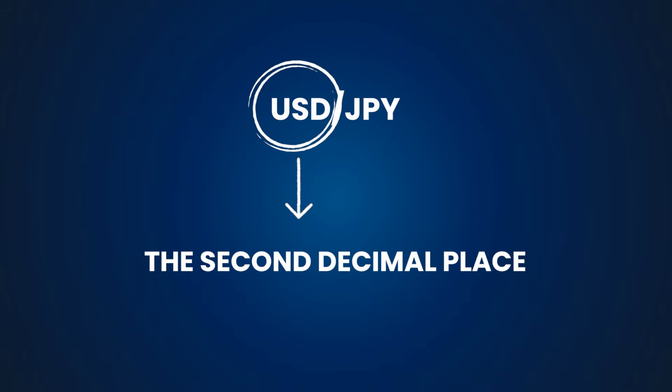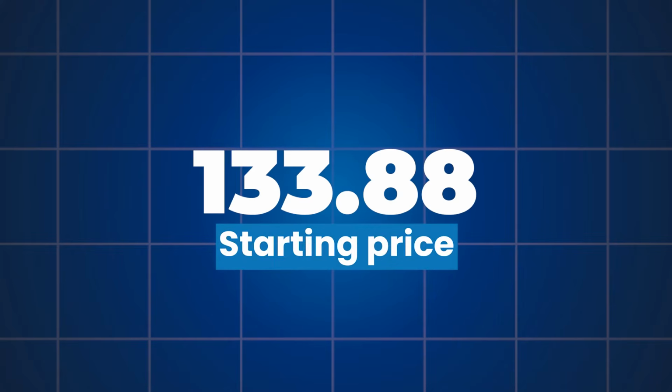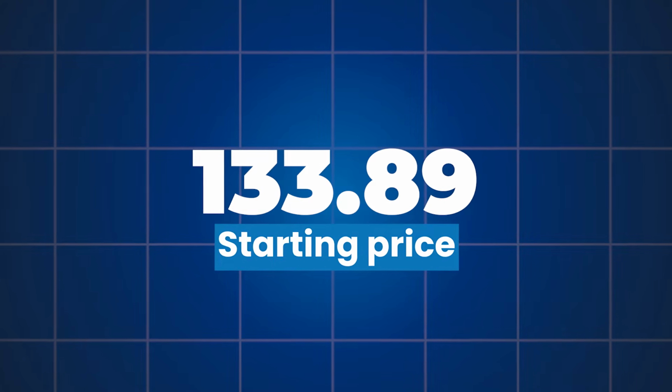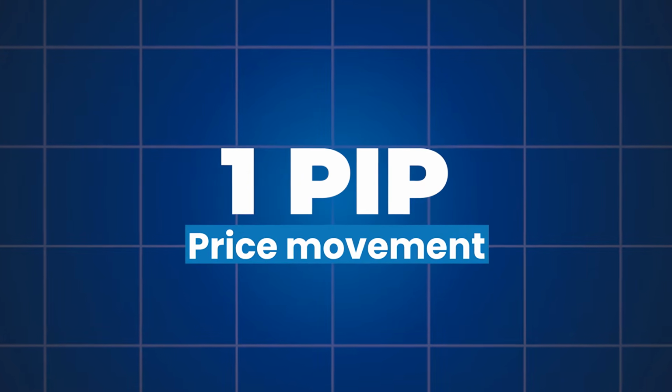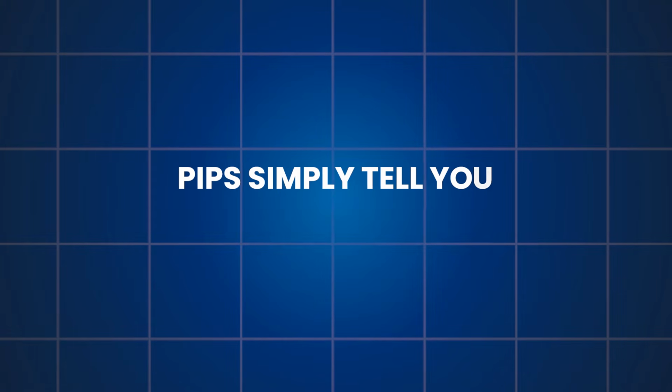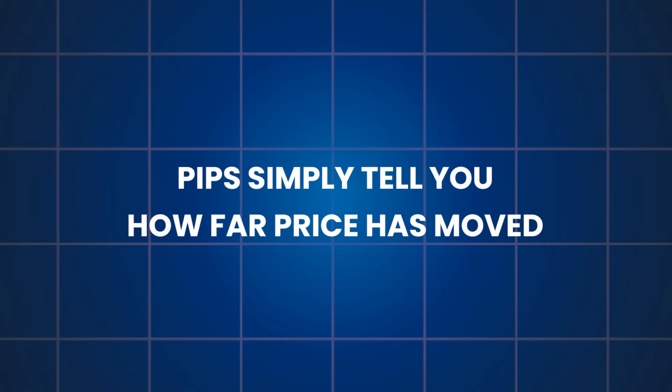Now, there are a few exceptions to this. For example, USD JPY, it's actually the second decimal place. So if USD JPY were to go from 133.88 to 133.89, then that is also 1 pip. Pips simply tell you how far price has moved.